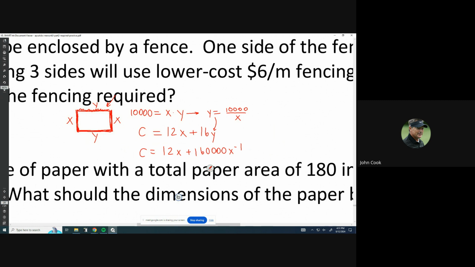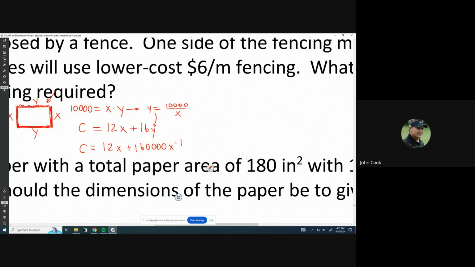Now the derivative is going to be really easy, and the rest of the steps should be pretty easy as well. If I take the derivative of the cost function, C prime, that's going to be equal to 12X becomes just a 12. And then with the power rule, the negative 1 goes out front, so I get a negative 160,000. And then I get X to the negative second, because I subtract 1 from the exponent. I'm going to make this look like a normal function by bringing the negative exponent down into the denominator. So this becomes 160,000 over X squared.